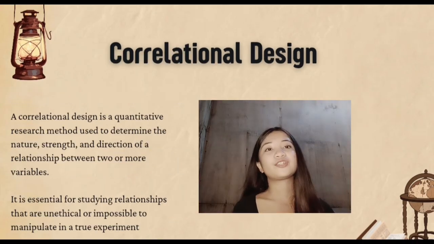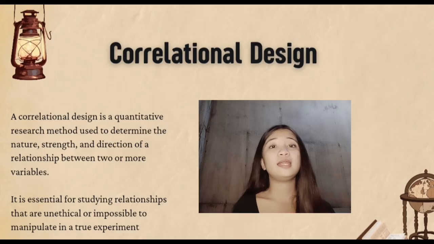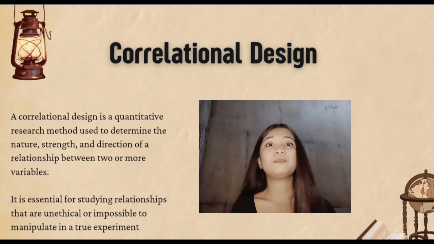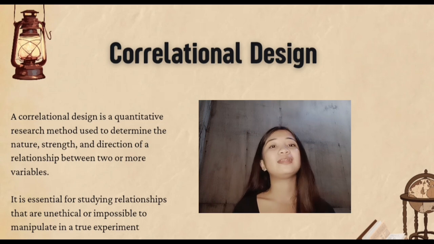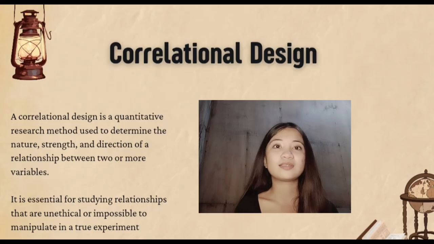Third, we have the correlational design. Correlational design studies the relationship between two or more variables without changing or controlling anything. It doesn't show cause and effect, only whether the variables are related or connected. It is important because it helps researchers find patterns and connections between variables. This design is often used when experiments are not possible or ethical. Example: studying if students who spend more time studying get higher grades.